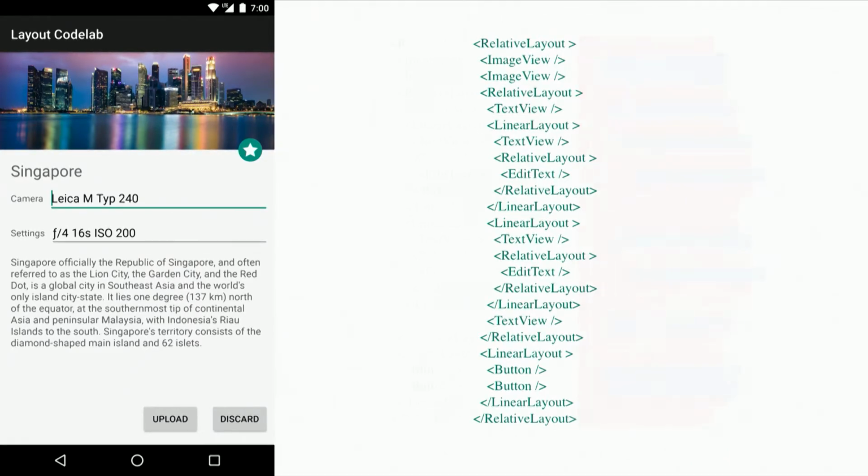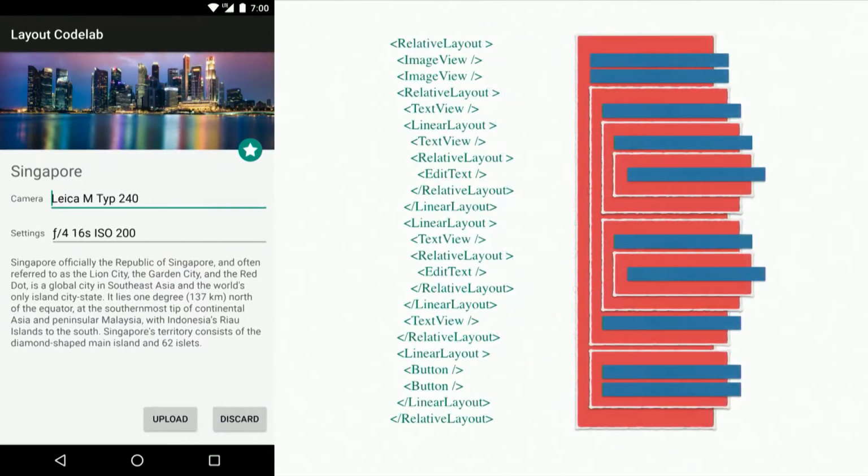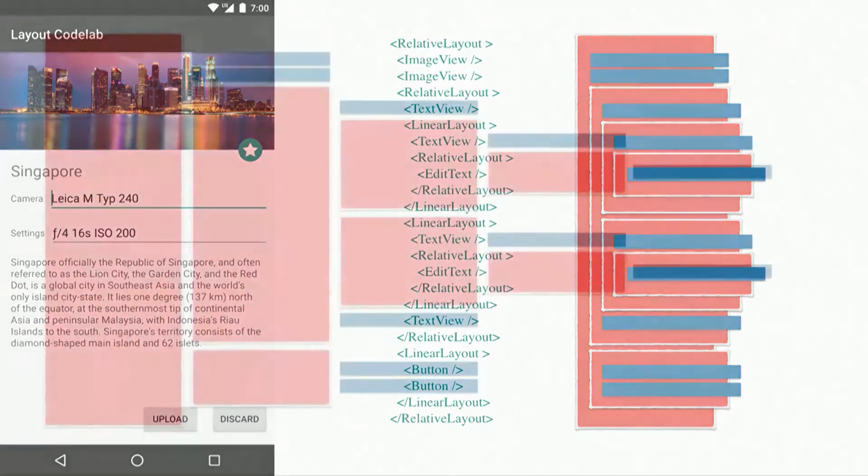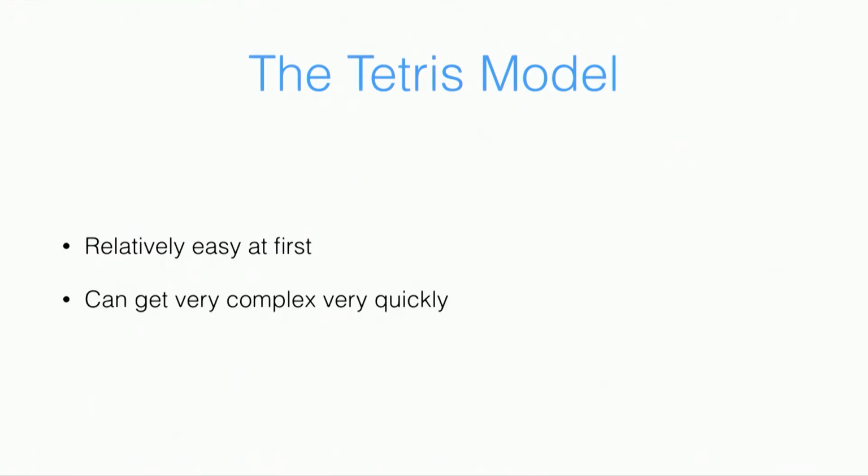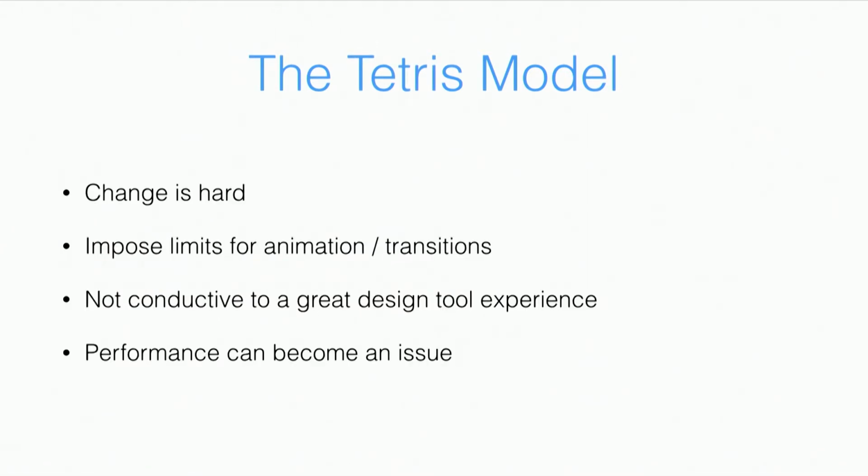So the issue with that is, if you look at it in terms of the actual nesting, the hierarchy, and what that means, you end up with something like that, or in an exploded view, something more like that. And that's not great. So I call that the Tetris model, right? Because it's relatively easy at first. You just have blocks and you combine them. But it can get very complex very, very quickly.